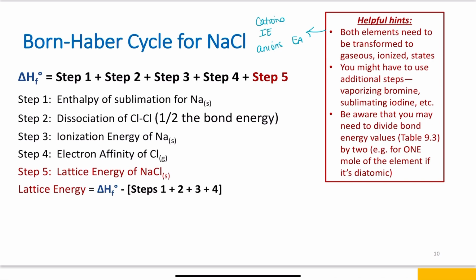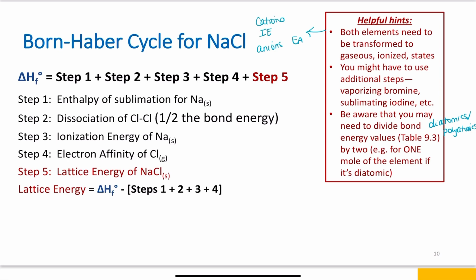You might have to use multiple steps, such as vaporizing your bromine, sublimating your iodine, etc. They may not always be in the state you need, such as having to do sublimation on the sodium metal to get into the gas phase before we can go under the ionization energy. You may need to divide bond energy values. If you have diatomics, this happens, or polyatomics. By poly, I mean like S8, P4, that kind of thing.